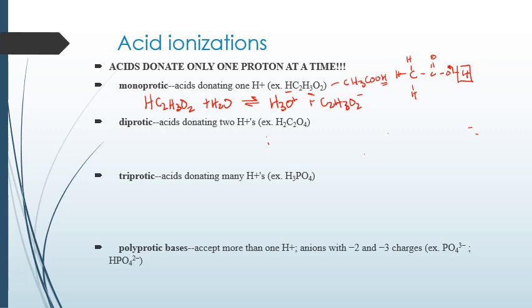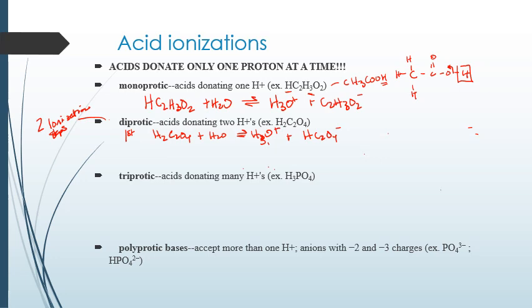If I have a diprotic acid where I am donating 2 hydrogens, again it occurs in separate steps. So for the diprotic, there's going to be 2 ionization steps. So the first step would take the original acid, so I have the oxalic acid in this case, H2C2O4. I have the H2O. It's going to form the H3O+, and then I would have the HC2O4 minus.